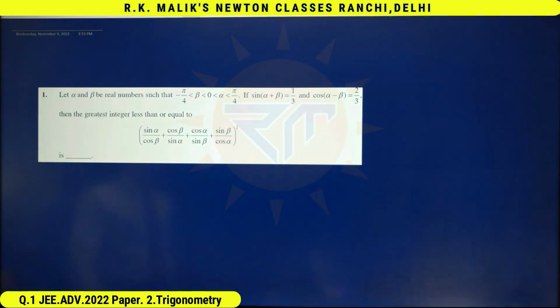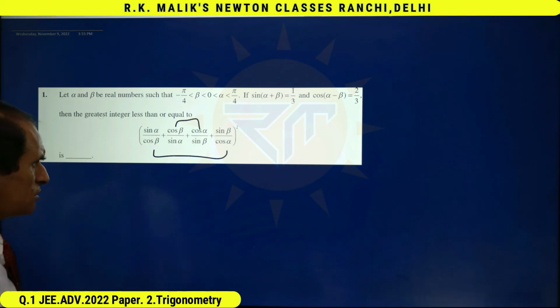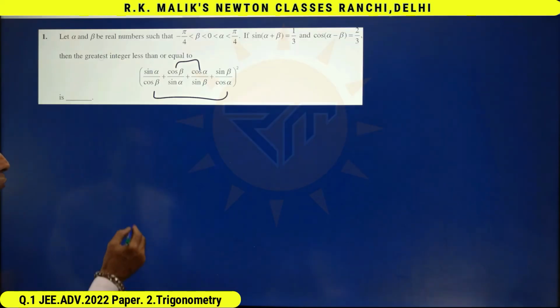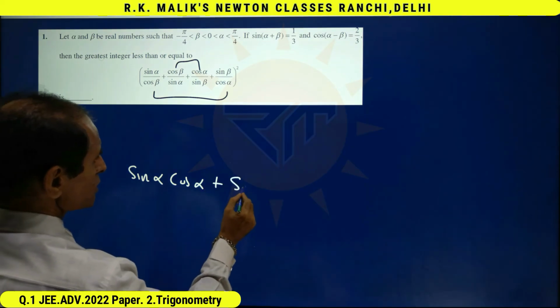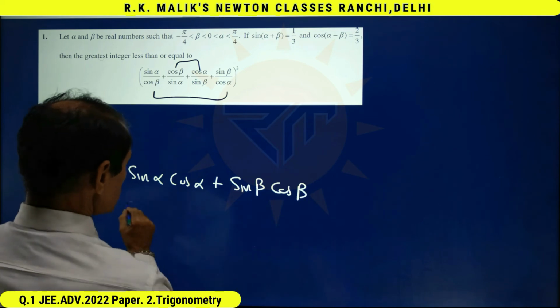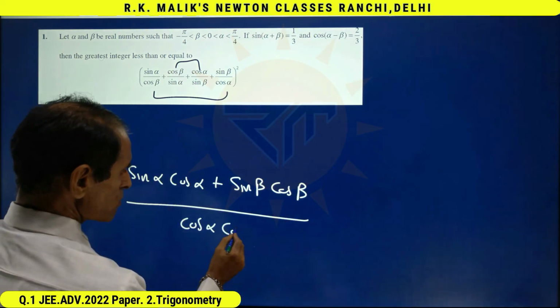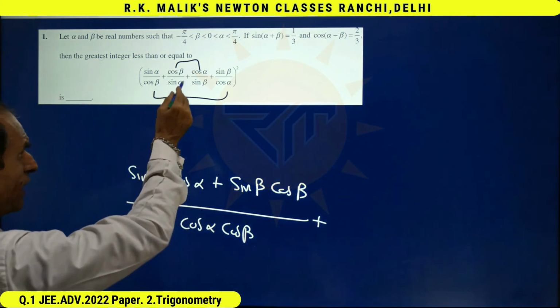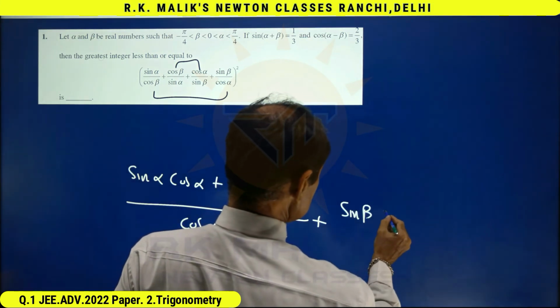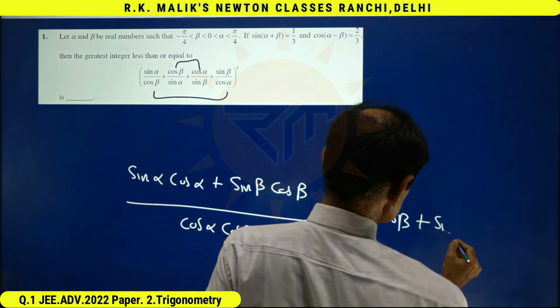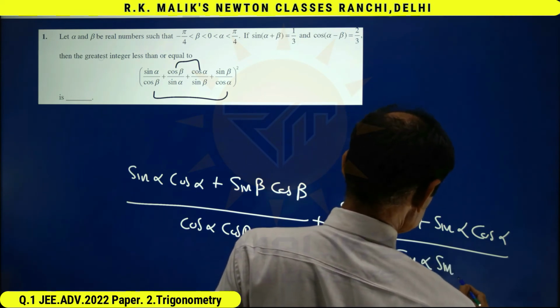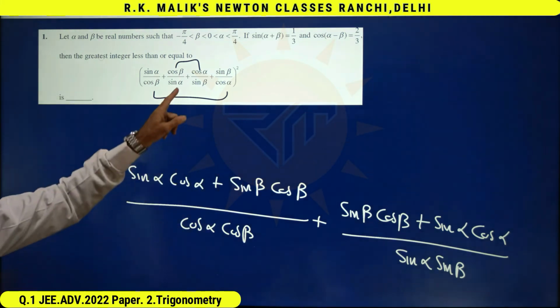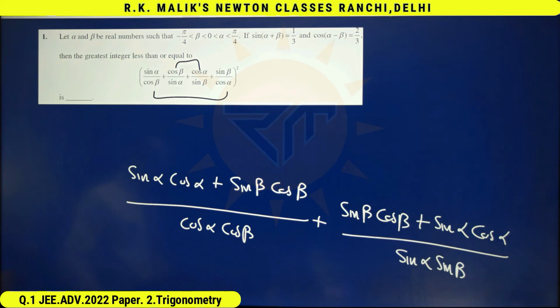And now I will be doing the question by another method, in which I will be adding these two and these two. If we proceed in this way, we will be getting sin alpha cos alpha upon cos alpha cos beta plus sin beta cos beta upon sin alpha sin beta. I'm writing only the inside portion. Squaring can be done afterwards.